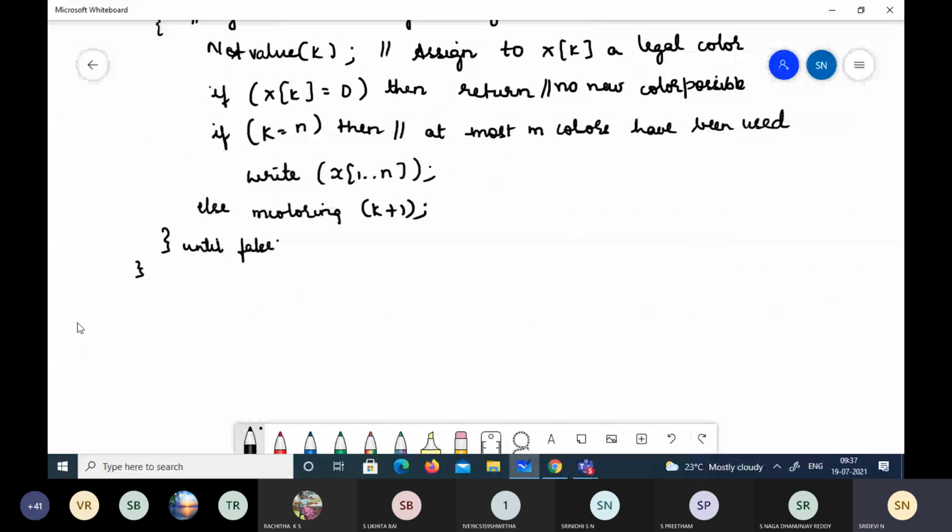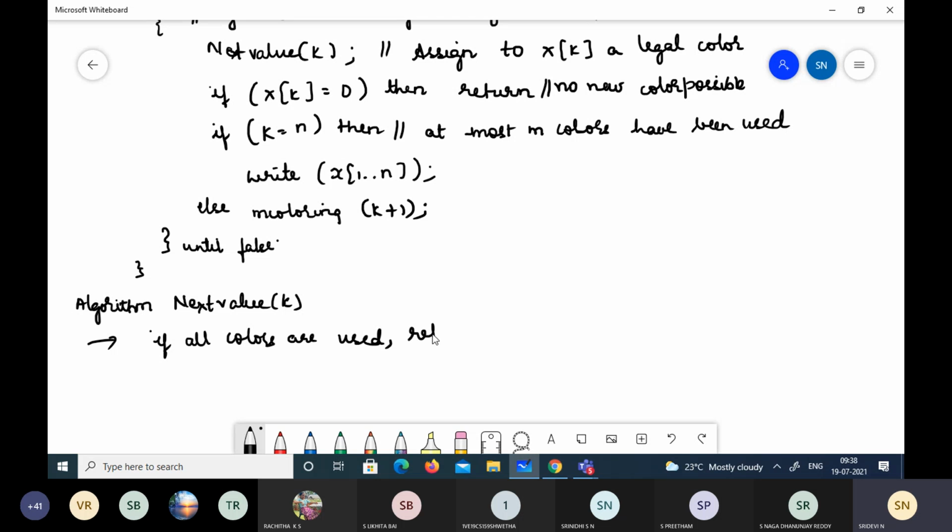So we have two algorithms here, isn't it? We have used next value. This is also one of the algorithms. So what do we do in that next value? In this, we check if all colors are used. If all colors are used, we have to return 0. If K is equal to 0, then no new colors are possible, so it has to return x of K equal to 0 if all colors are used. Otherwise, it has to check 1 to n. Here it has to check whether adjacent vertices are having distinct colors.